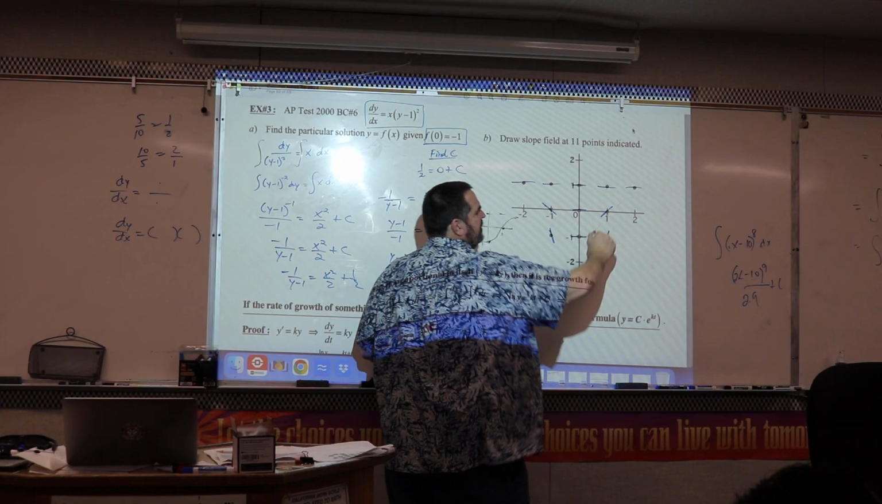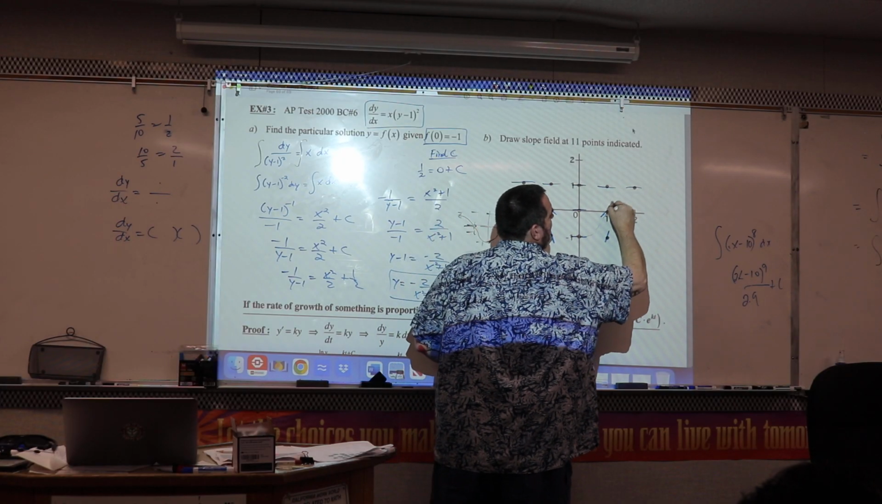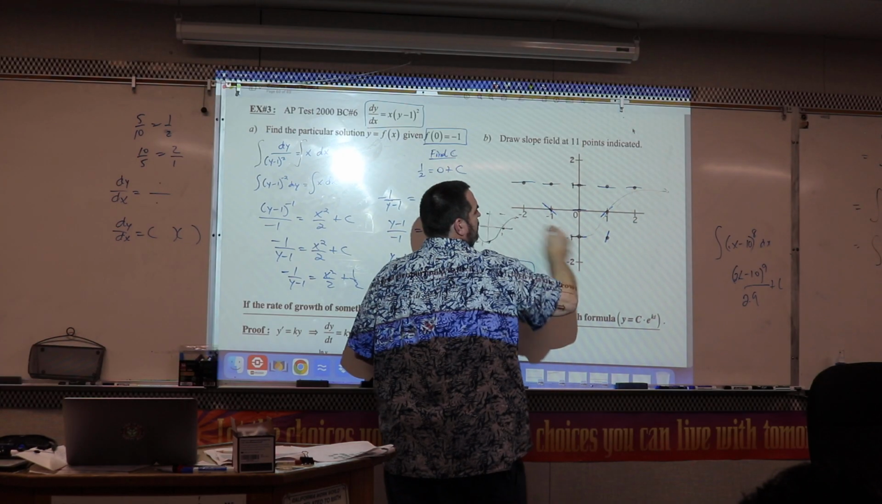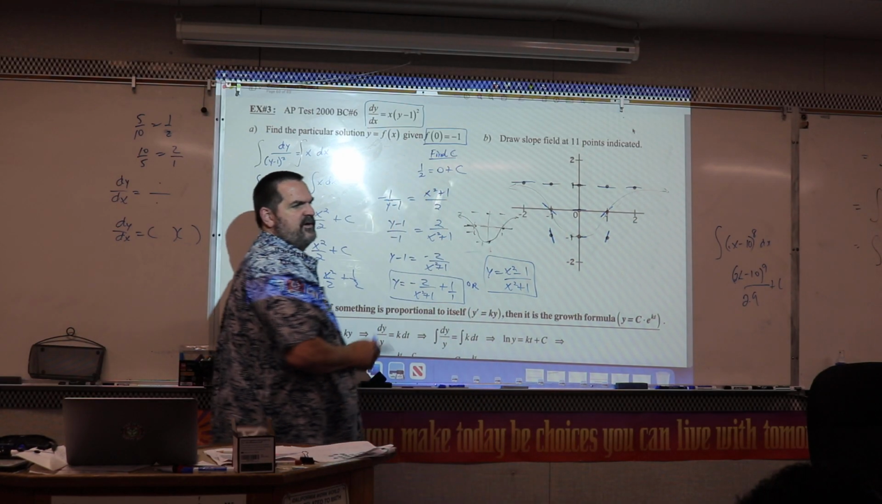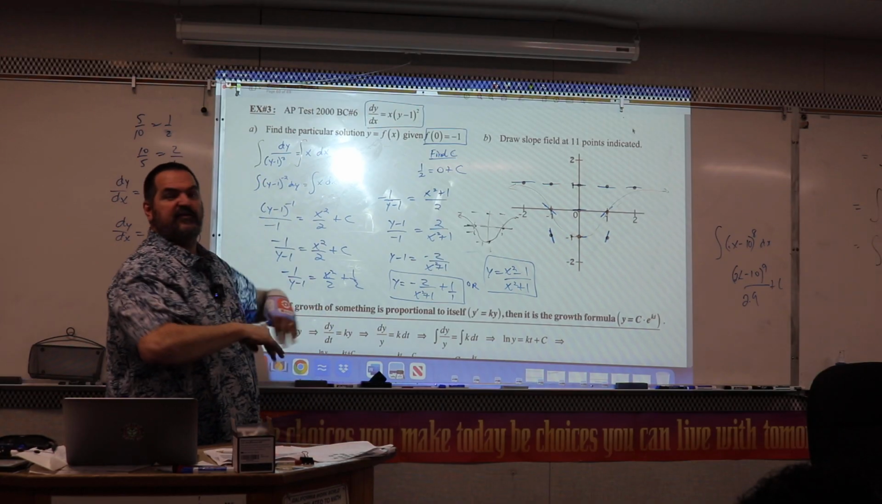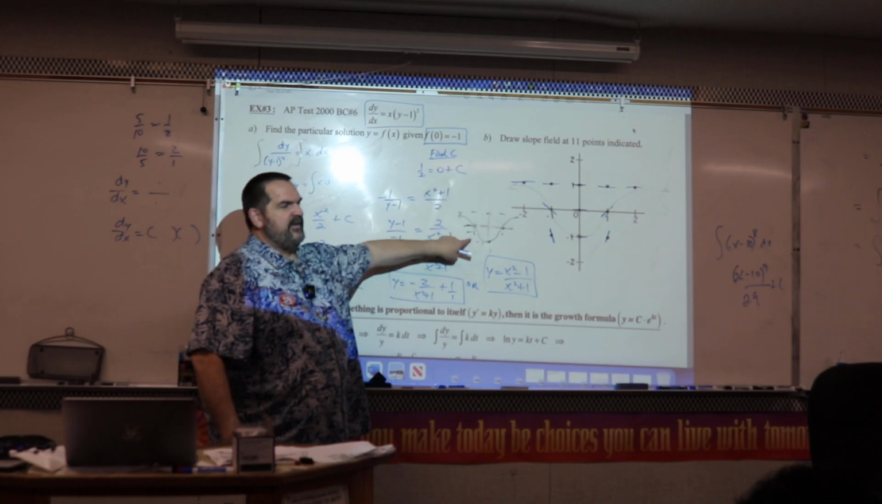And then it says start heading this way. Actually, it crosses right here, and then it hugs the asymptote. There's an asymptote going right here. Same thing on this side, which is that graph. So can you see that on that slope field? That's why that's our graph.